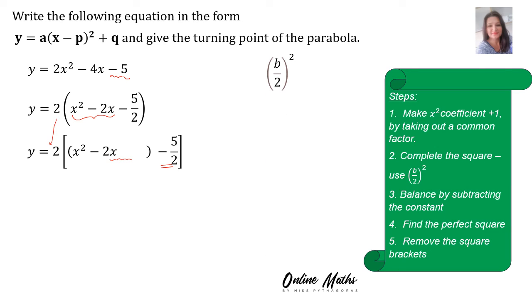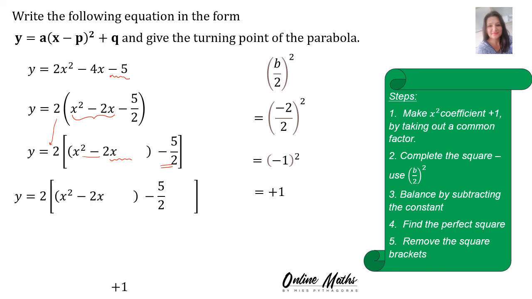So therefore b over 2, your b value is this number in front of x. So it's going to be minus 2 over 2 squared, which is negative 1 squared, which is plus 1. And then what do you do with the plus 1? You will add plus 1 there, and on minus 5 over 2 you will subtract 1. That is step 3, balance by subtracting the constant.